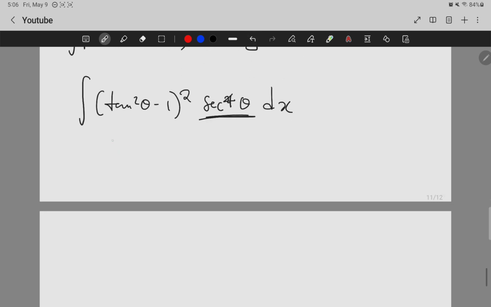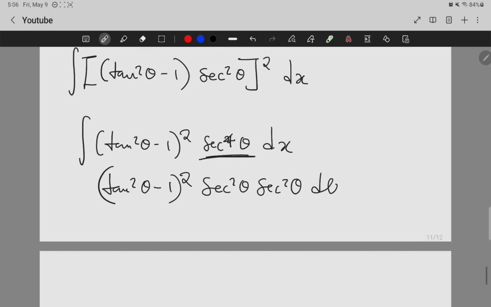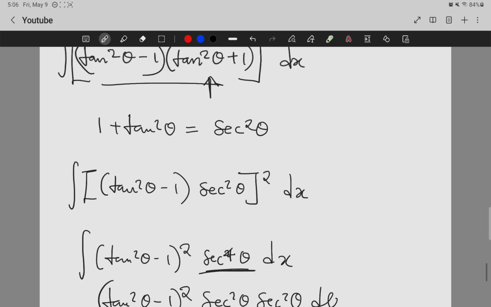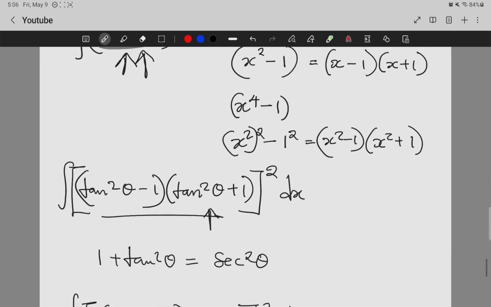So I'll split this into 2. I have tan squared theta minus 1 squared, this will be seen as sec squared theta, another sec squared theta there, and then d theta. It was always theta. It's this which was supposed to be d theta throughout. So d theta here.